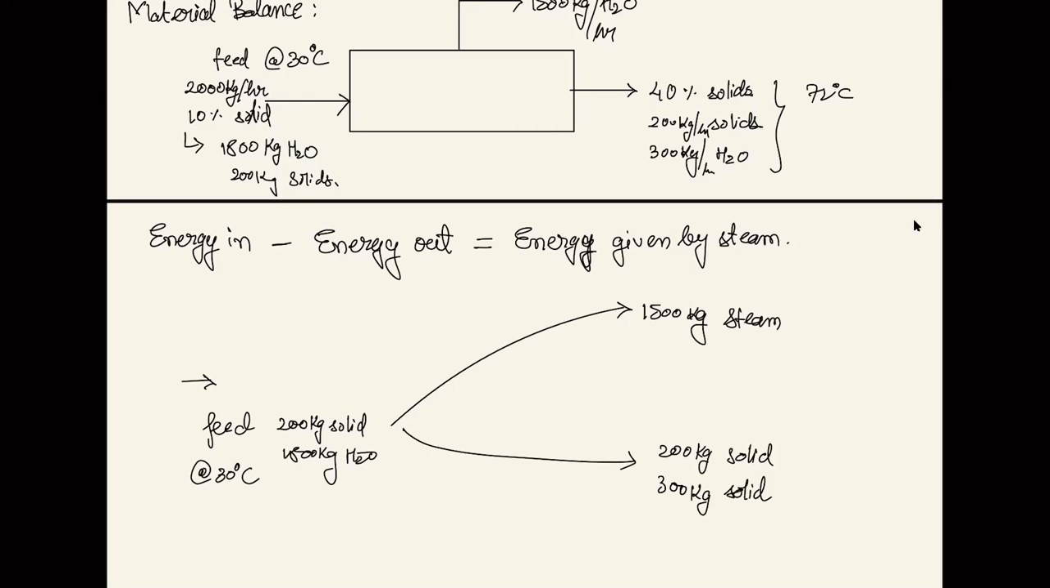ऑलराइट. सो अब मुझे बताओ स्टीम का टेम्परेचर क्या होगा. ये 1500 kg स्टीम का टेम्परेचर क्या होगा? एनीवन? 72, करेक्ट, वेरी गुड, 72. किसी और को डाउट है इसमें? नहीं. ओके, ग्रेट. दिस हैज़ टू बी 72 डिग्री सेल्सियस. इधर का भी टेम्परेचर होगा 72 डिग्री सेल्सियस.